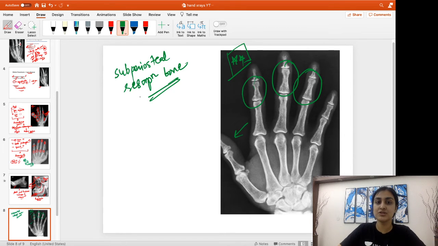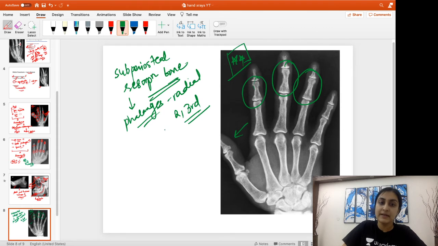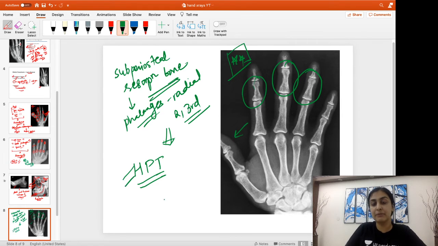So subperiosteal resorption of bone affecting the phalanges, the proximal and the middle phalanges on the radial aspect, particularly affecting the second and third digits. This is all very, very pathognomonic, very, very important for hyperparathyroidism. So our option A in the question, hyperparathyroidism, will show this kind of appearance. Very, very important, guys. I cannot stress this enough. This is a very important X-ray.